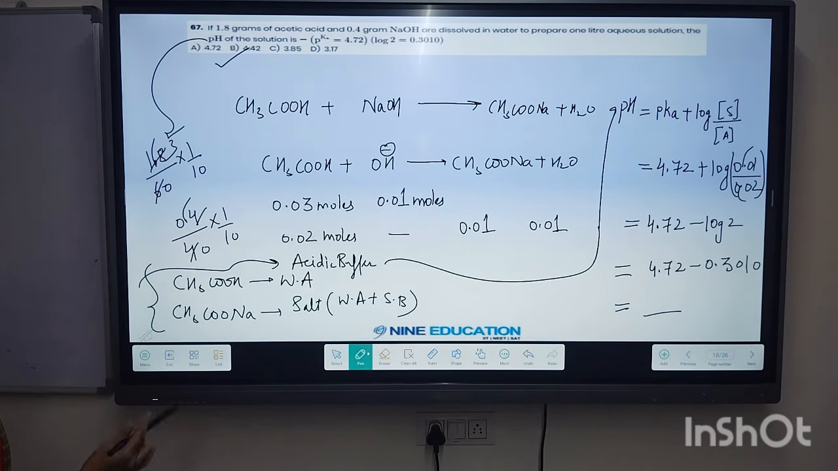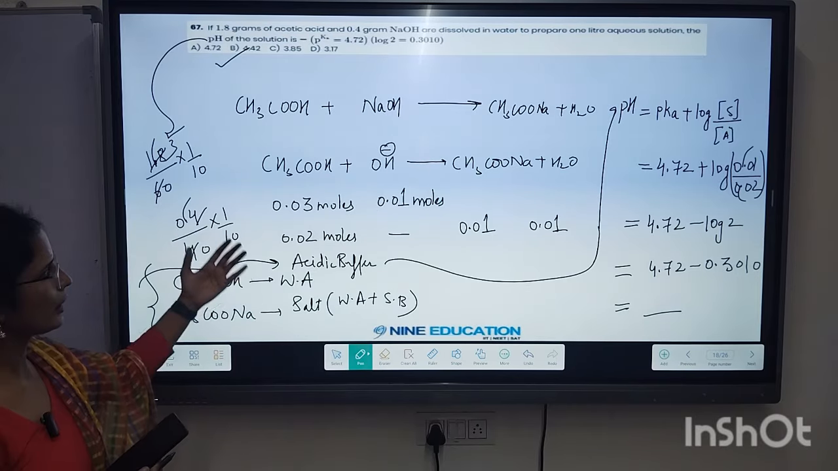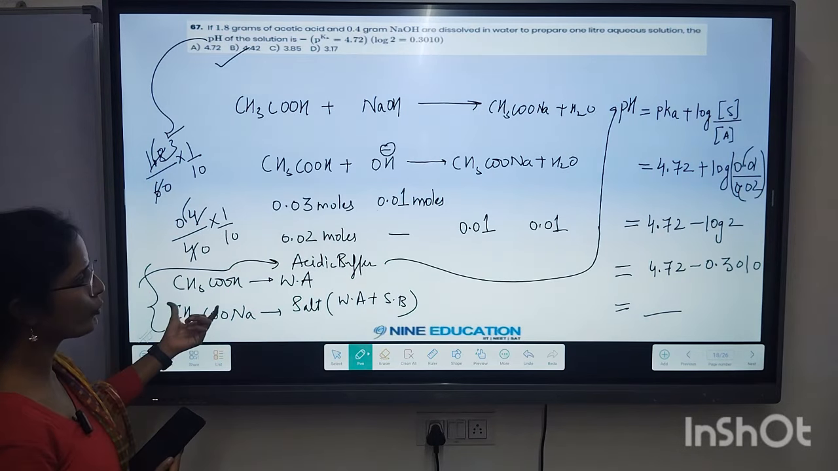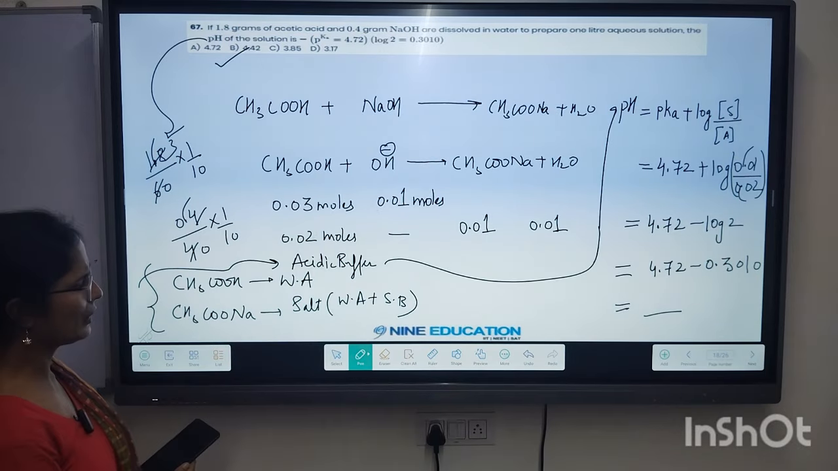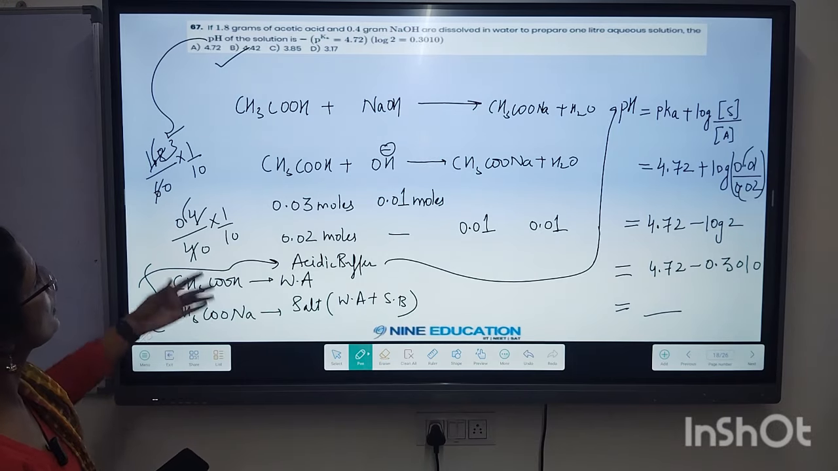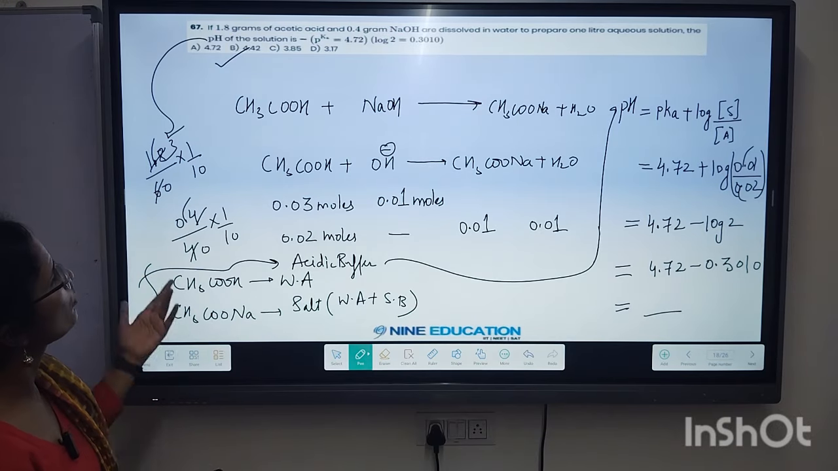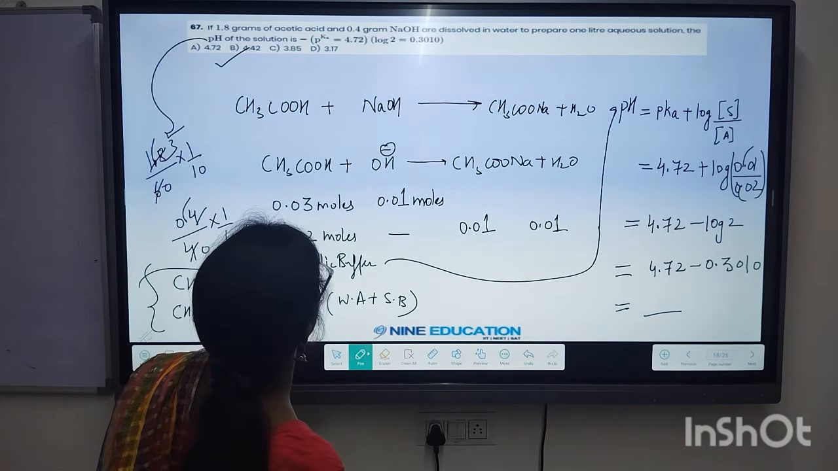So a very similar question, it is only making a buffer solution, but for that you need to understand the amounts of the two things, acetic acid and NaOH, and after this reaction what kind of solution is remaining, for which we are finding the pH. It is making an acidic buffer, for which we are applying the formula, and they are asking only pH, so pH will simply be coming 4.42. Okay, fine.